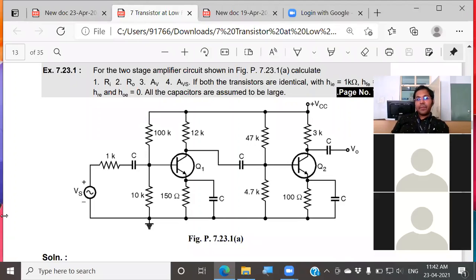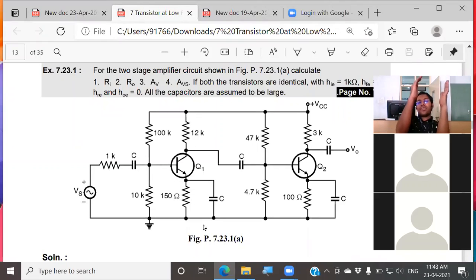First step, AC equivalent. What are the tricks you will remember for the AC equivalent? Capacitors: wherever you have capacitors, you replace them by a short circuit. Next, VCC goes to ground. Only these two you will do. So capacitor short circuit means this capacitor is shorted and this capacitor is shorted. If this capacitor is short circuited, what will happen to this overall combination?